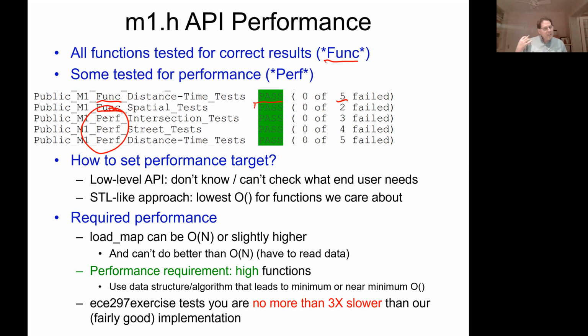For the performance test, how do we set this performance target? You're writing a low-level API, so you're writing a bunch of basic utility functions, many of which will be helpful to you in the rest of the project. So we can't set a performance target based on some kind of end user behavior, like how fast humans want programs to be or things like that.